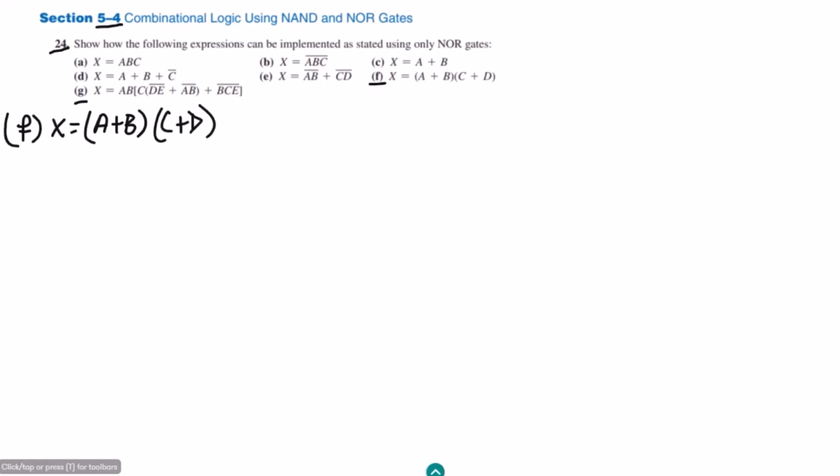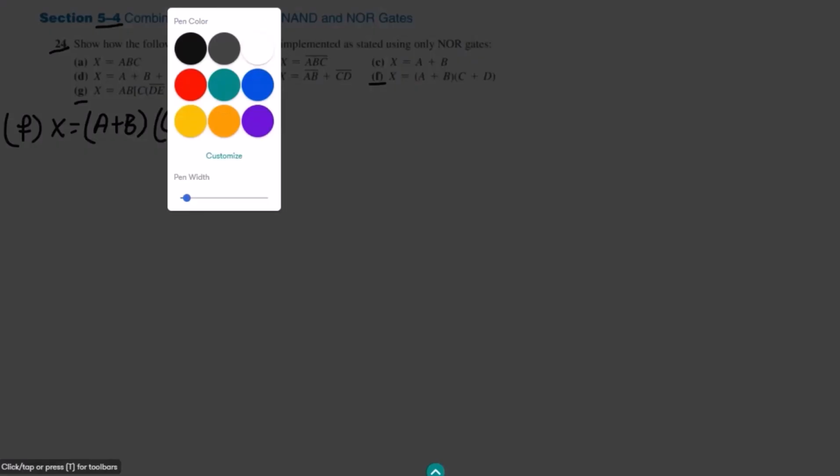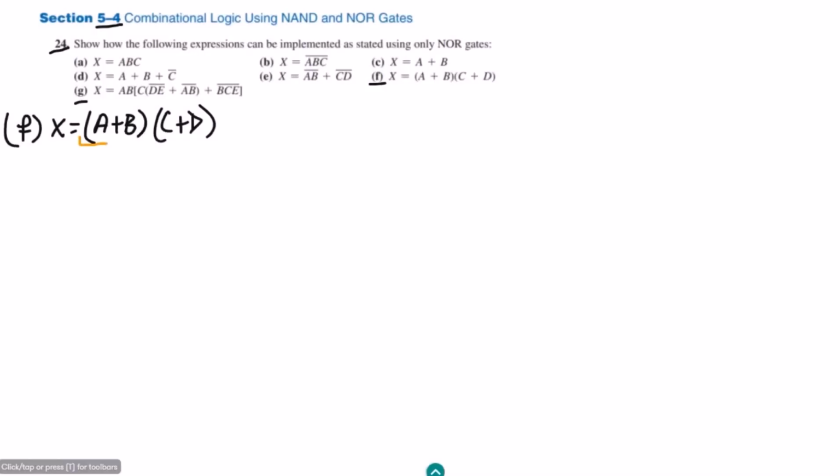Okay, so what will be the operations here? Let me first demonstrate them. First of all, we have to add A plus B, and then we have to add C plus D, and then at the end we have to multiply them together. We know from our previous videos how to implement the OR gates and AND gates by using the NOR gates. That is also the objective of this question, that we have to implement this logic expression by using the NOR gate.